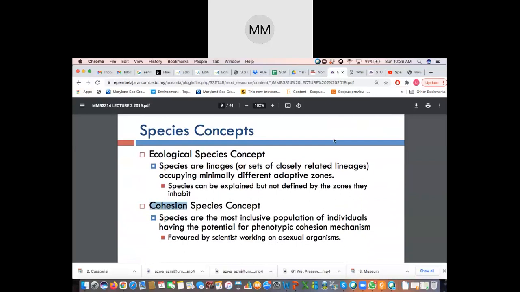So then, of course, you have the ecological species concept. Species are lineages or sets of closely related lineages occupying minimally different adaptive zones. So basically here, this species concept is more favored by ecologists, where they are looking into the aspect of the habitat and how the habitat produces its own environment to produce different species. Species can be explained but not defined by the zones they inhabit.